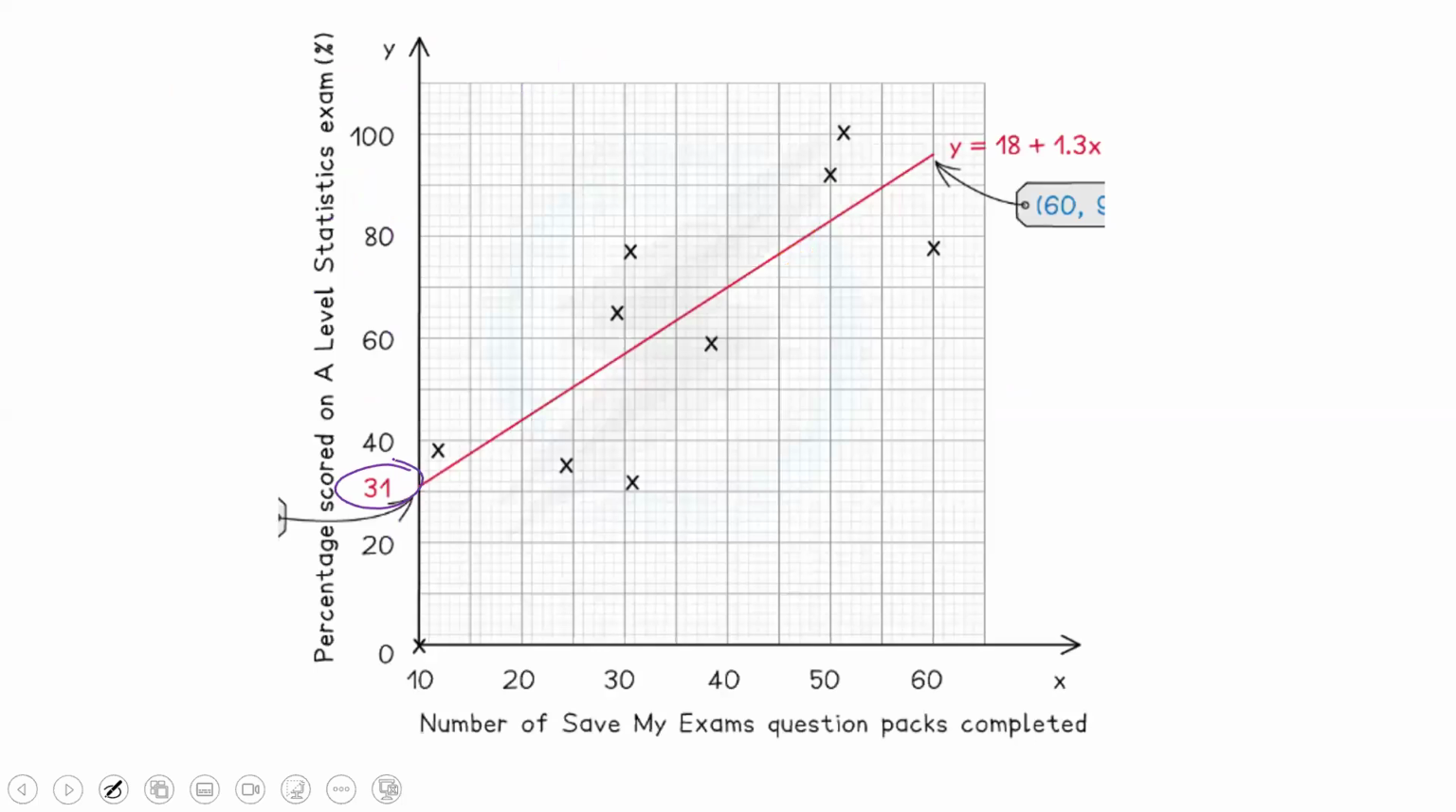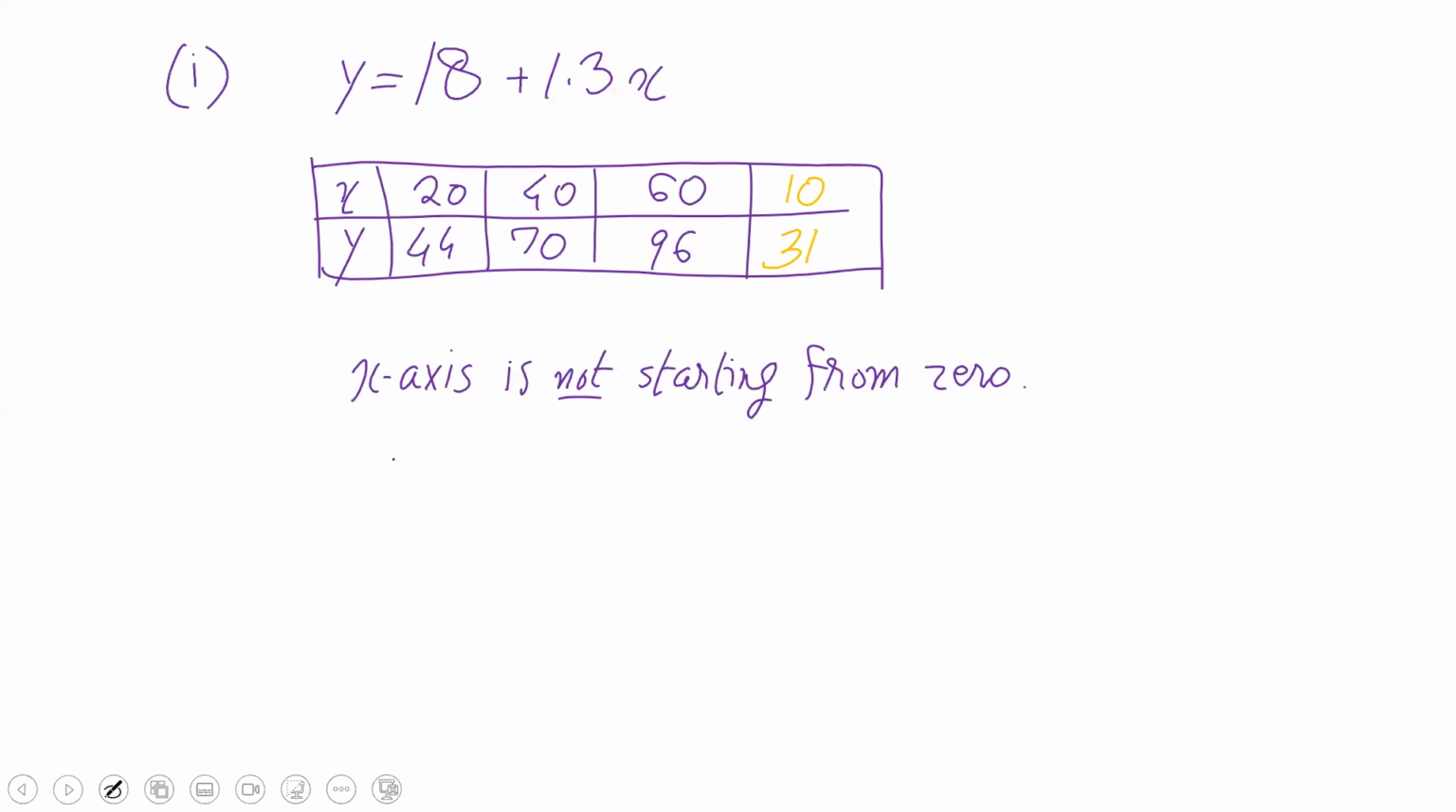Apparently 31 is the y-intercept, but in reality, it is not the y-intercept. It is not because it's supposed to be 18 according to our formula. It is not because x is 10. So you will tell the examiner here that 31 is not the y-intercept. So you have to copy this part 1 working.